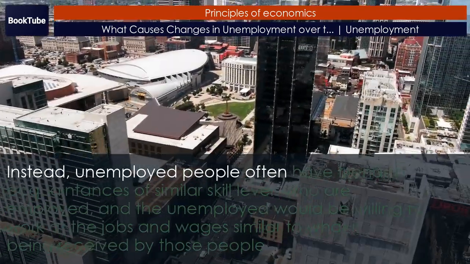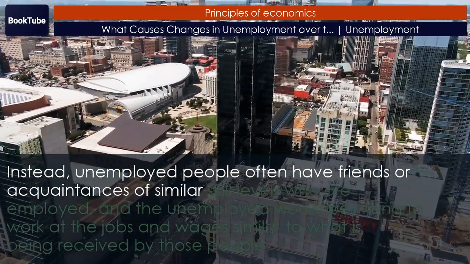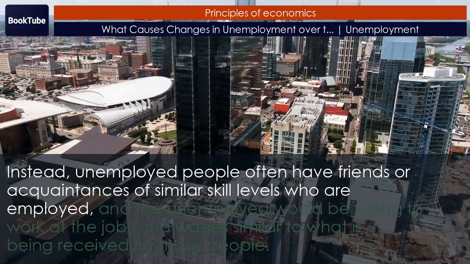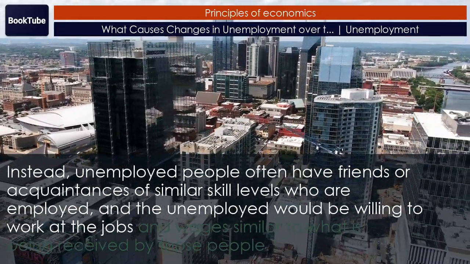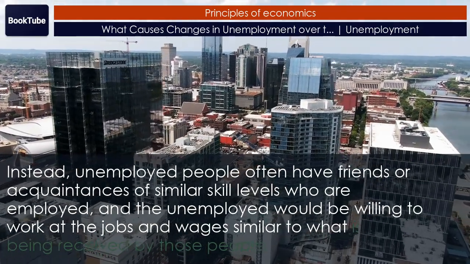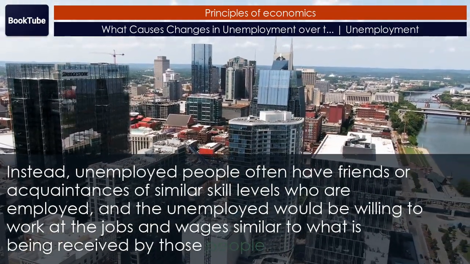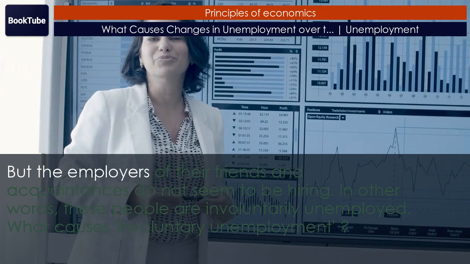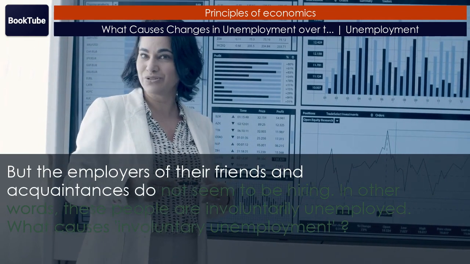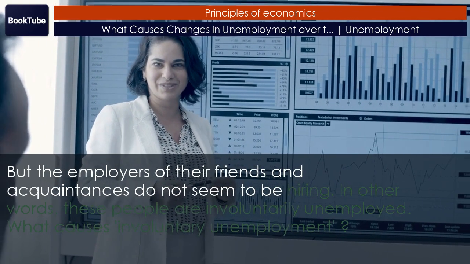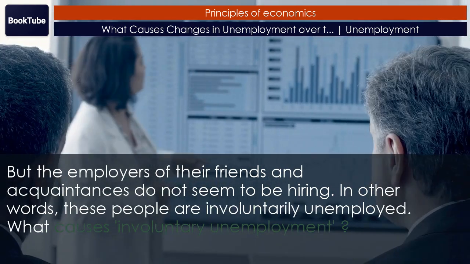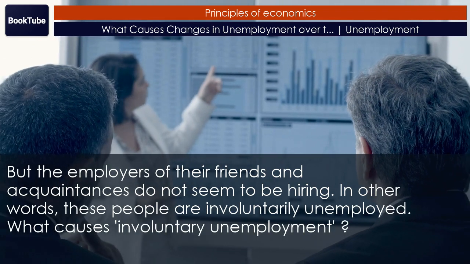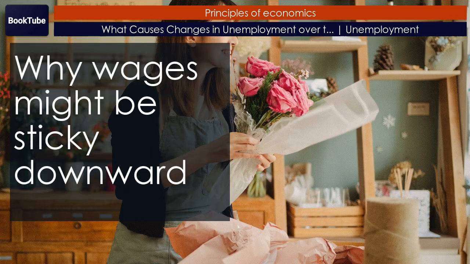Instead, unemployed people often have friends or acquaintances of similar skill levels who are employed, and the unemployed would be willing to work at jobs and wages similar to what is being received by those people. But the employers of their friends and acquaintances do not seem to be hiring. In other words, these people are involuntarily unemployed. What causes involuntary unemployment? Why wages might be sticky downward.